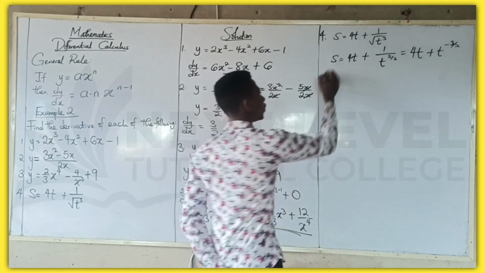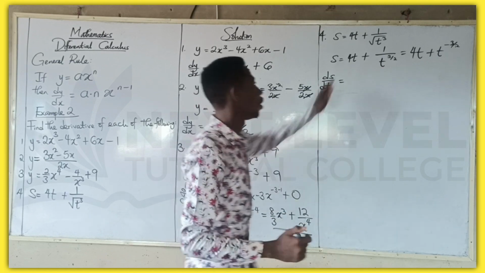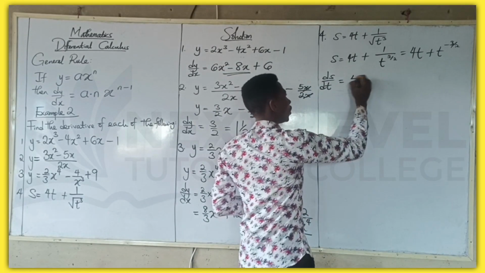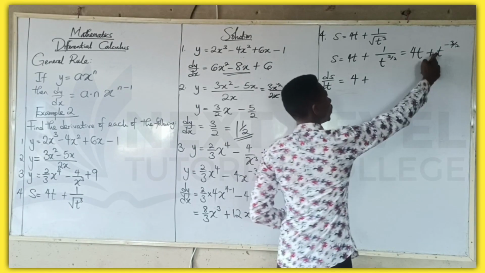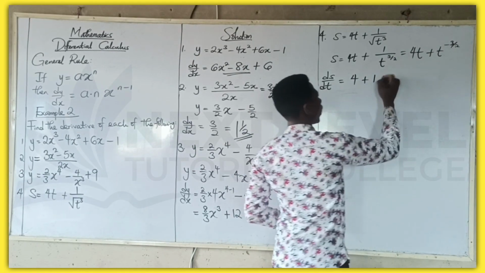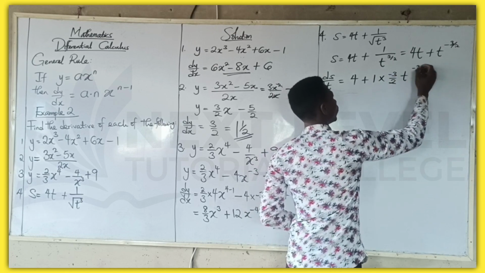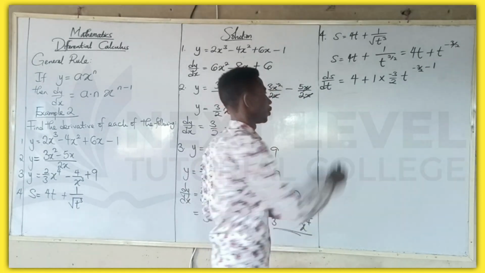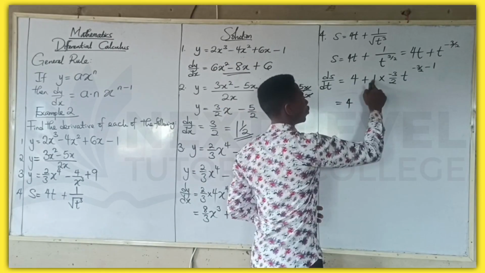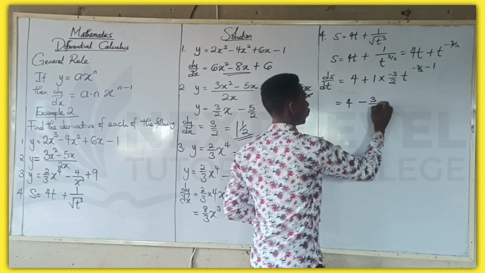So let's find ds/dt, that is differentiation. If you differentiate 40, you get just 0. And if you differentiate this one, that is plus, the coefficient here is 1 times the power, minus 3 over 2, then t raised to the power minus 3 over 2 minus 1. Now let's finish it. We have 0 plus 1 times this, that is plus times minus 3 over 2.